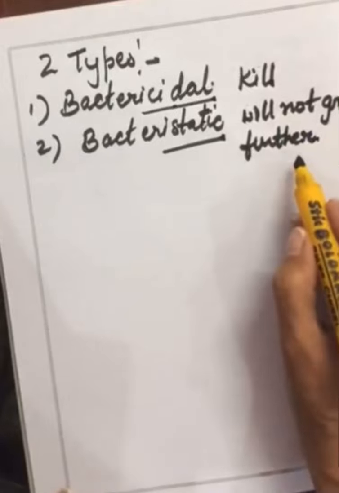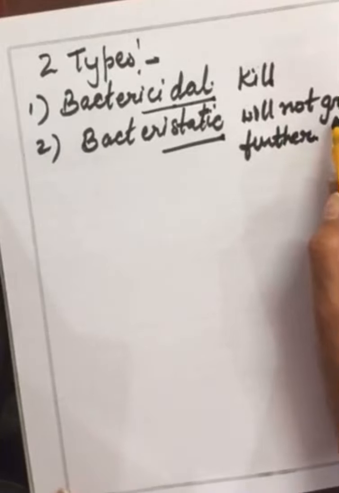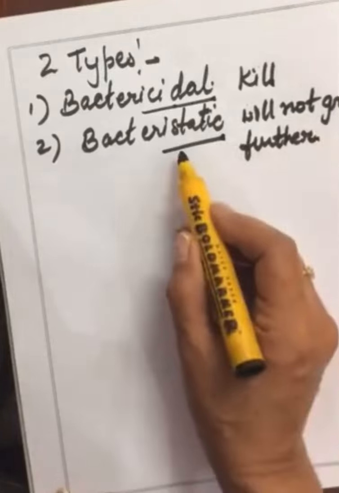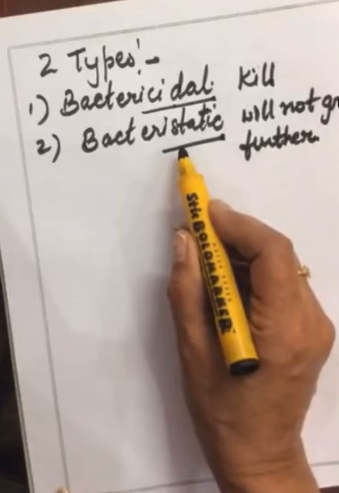Like last time I told you, when the microorganisms grow in a body and reach some number, only then will the body show the symptoms of that particular disease. And if they do not grow to that number, they will remain in the body, but the body will not show the symptoms of that disease. So these kinds of antibiotics are called bacteristatic.